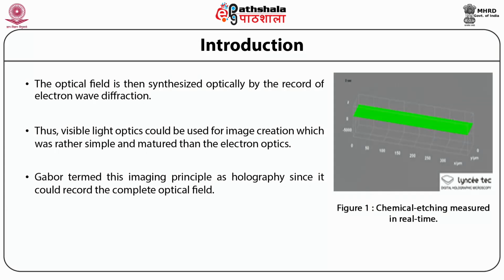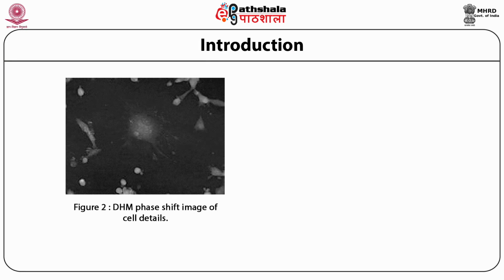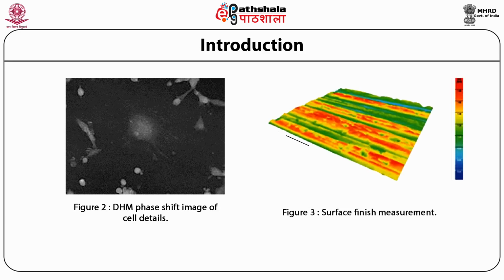Figure 1 shows the chemical etching, which is measured in real time. Figure 2 shows the DHM phase shift image of cell details, whereas Figure 3 shows the surface finish measurement.